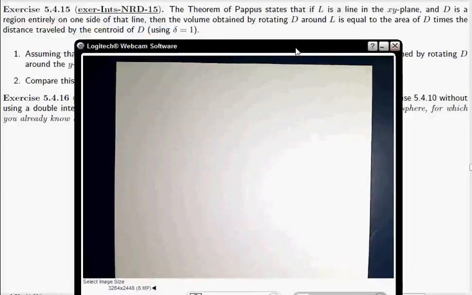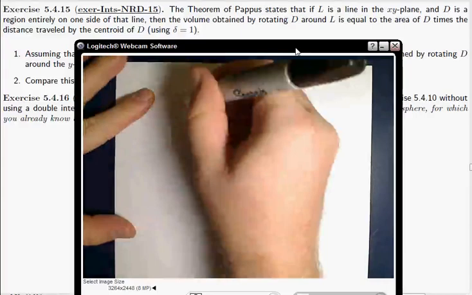NRD 15 talks about Pappus's theorem. We're not going to prove it overall. We're just going to check that it works in one particular case. And here's what Pappus's theorem says, though.